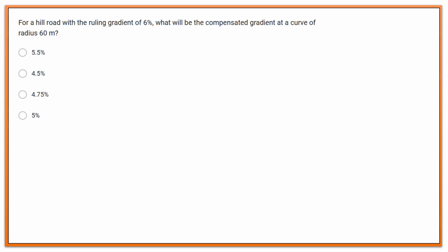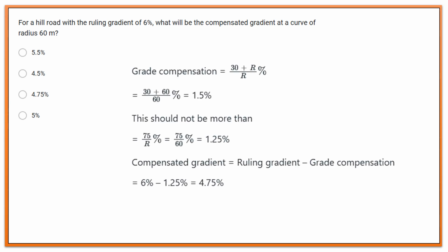So for grade compensation, the first formula is 30 plus R divided by capital R. After putting the given value, R is equal to 60 meter, this 30 plus 60 divided by 60 is equal to 1.5%. Then next, grade compensation is 75 by R percent, which is equal to 1.25%.